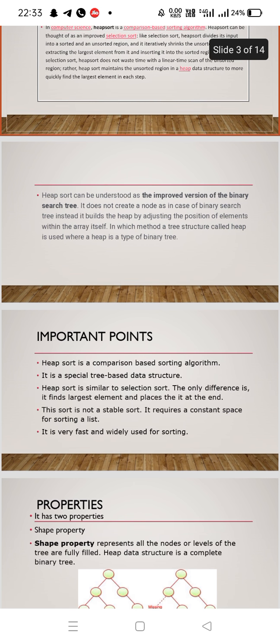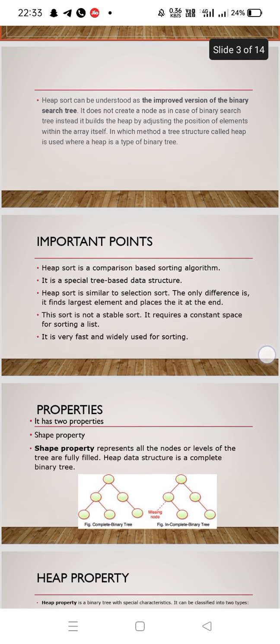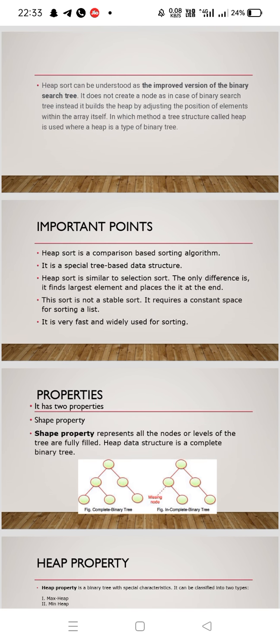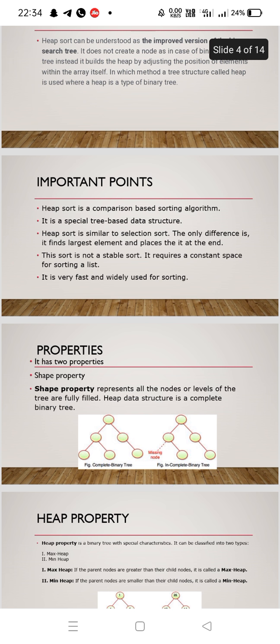Now coming to the properties, heap sort has mainly two properties. One is shape property, another one is heap property. Shape property represents that all the nodes or levels of the tree are fully filled. In a binary tree where no node is missing, it follows the shape property. If one node is missing, it does not follow the shape property.